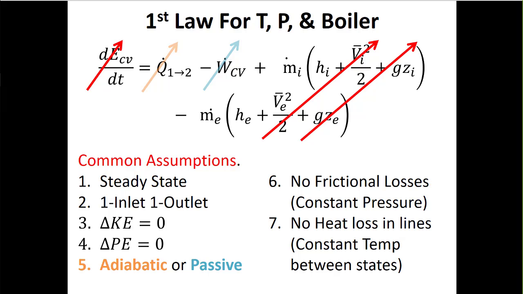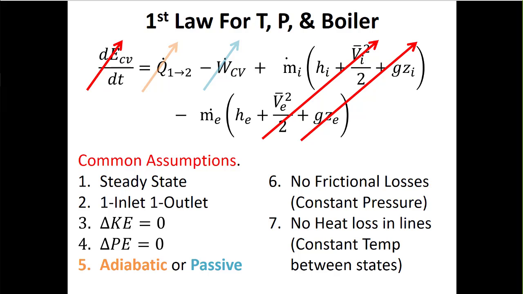But if it's a place where I'm adding heat, then usually I'll say it's steady state, usually one inlet, one outlet. We usually neglect kinetic and potential energy. We're going to neglect any kind of friction losses inside that device, so it's the same pressure coming in and going out. And then we'll get an expression for the heat transfer rate.